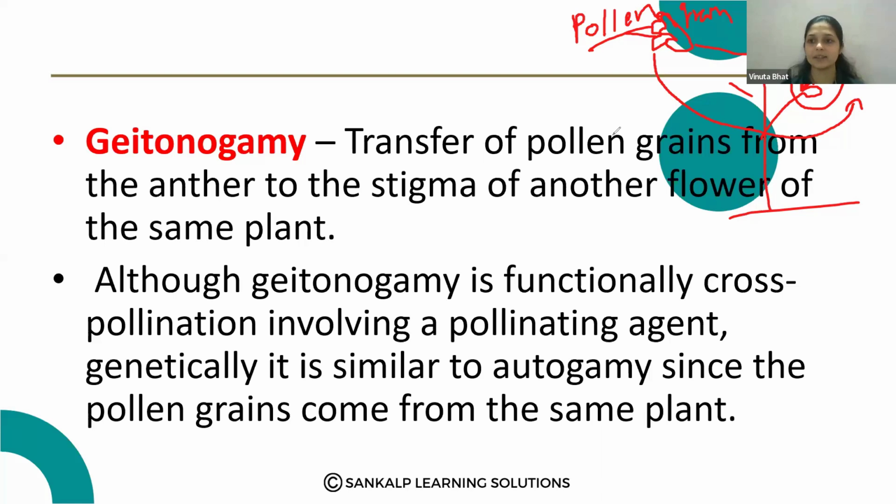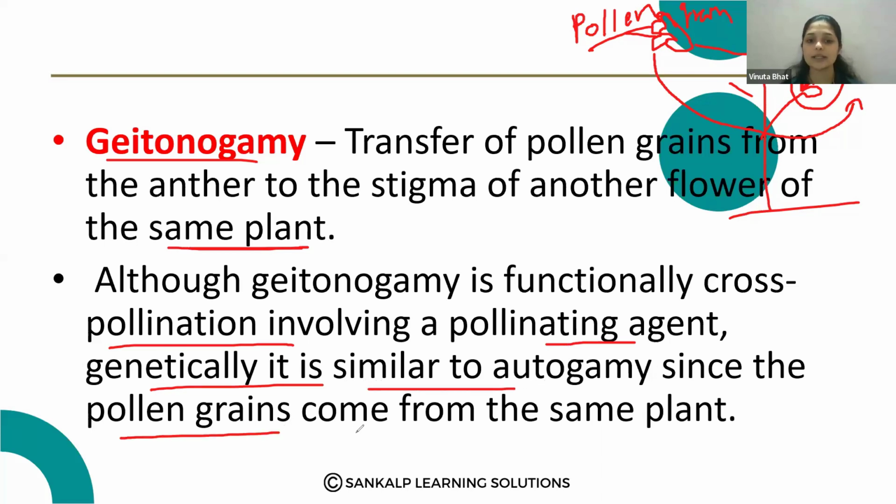If you did not understand, you can comment. Pollen grains transfer to the stigma of another flower of the same plant, that is called geitonogamy. Although geitonogamy is functionally cross pollination, involving the pollinating agents, genetically it is similar to autogamy since the pollen grains come from the same plant. Here the pollinating agents are required.